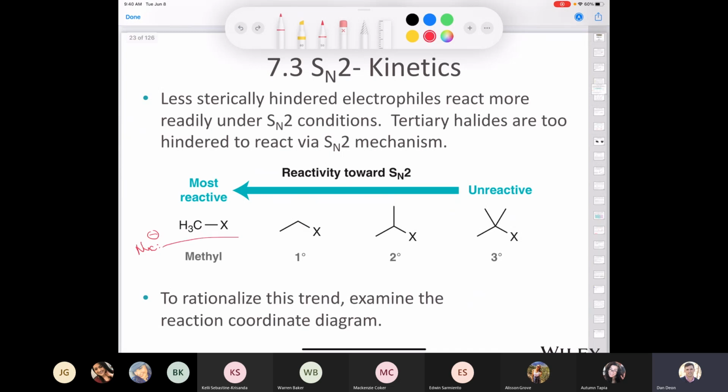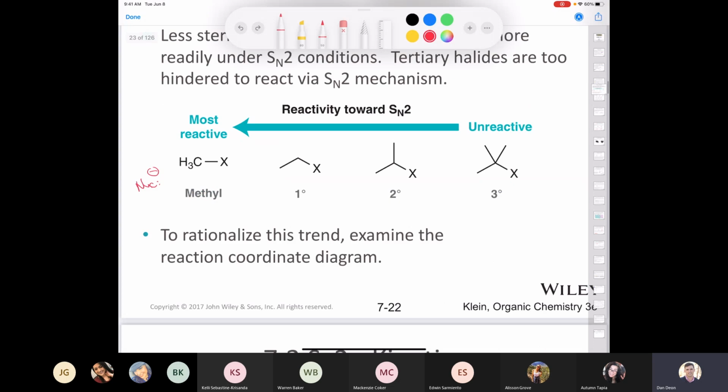If it has to attack the secondary, now you got 2 big old bulky groups in the way. It gets a lot more difficult. And the reason why the nucleophile can't even attack here, can't squeeze in, is because you got so many substituents in the way, right? You got too many substituents in the beta position. All right, so that's why a methyl halide is going to be most reactive, followed by a primary, followed by a secondary, followed by a tertiary.